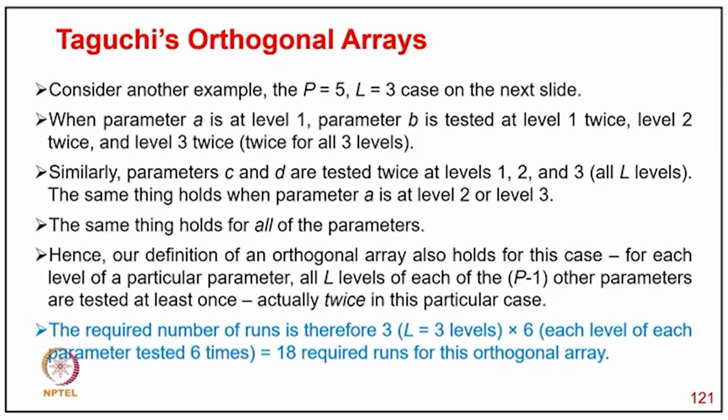Hence our definition of the orthogonal array holds for this case: for each level of a particular parameter, all L levels of each of the p minus 1 other parameters are tested at least once, and actually twice in this particular case. The required number of runs is therefore 3 levels times 6, with each level of each parameter tested 6 times, so equal to 18 required runs for this orthogonal array.